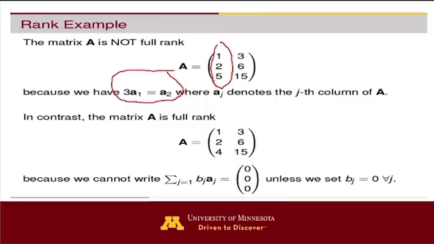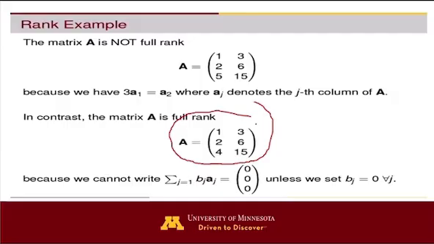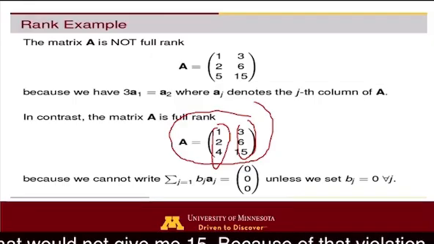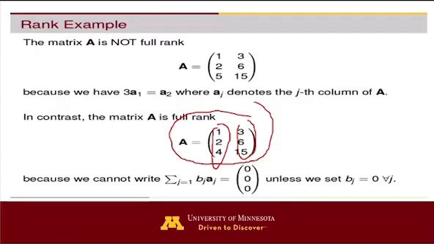But you know what? Let's take a look at this guy. It's another matrix. If you take a look at the first column and the second column, if I multiply 1 by 3, that's going to give me 3. When I multiply 2 by 3, that's going to give me 6. But when I multiply 4 by 3, that will not give me 15 because of that violation. Then I'm going to say there's a possibility that it has a full rank, because not all the entries depend on the other column. That's exactly what we mean.